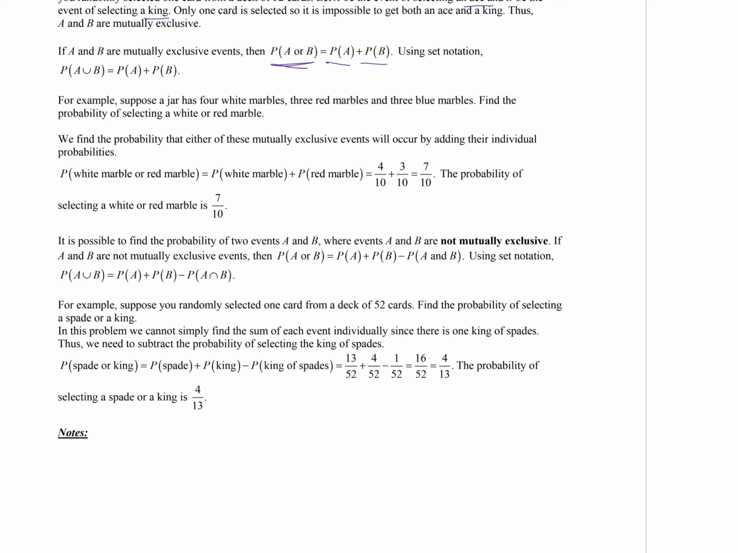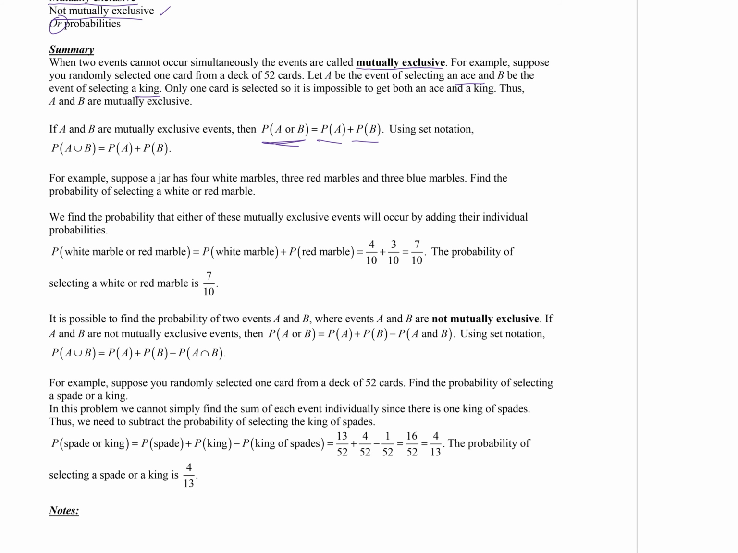Now another example. Let's actually do that. I don't see the work here, but let's see. So the probability of getting an ace is 4 out of 52, and the probability of getting a king is also 4 out of 52. So the probability of getting a king or an ace would be 8 out of 52.